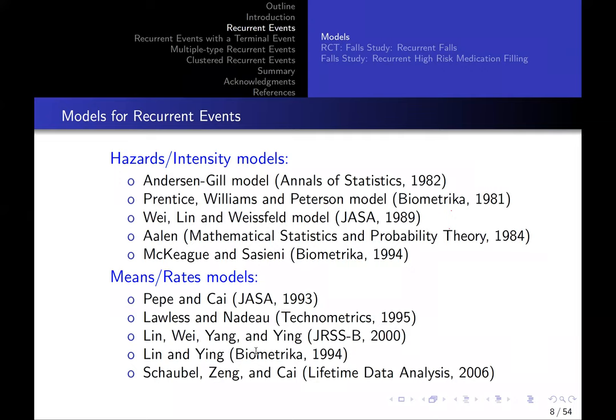A lot of it started with Pepe and Cai, who were the first to propose a mean and rate model, where the rate is presented as the average of the intensities, basically. Of course, there are other models. Lin, Wei, Yang and Ying presented the theoretical framework for it, because there is no martingale theory for it, based on a strong framework for these rate models under empirical process theory. These models have been extended further to additive models by Lin and Ying. And of course, you have Schaubel, Cai and Zheng. They have presented a lot of additive models as well.